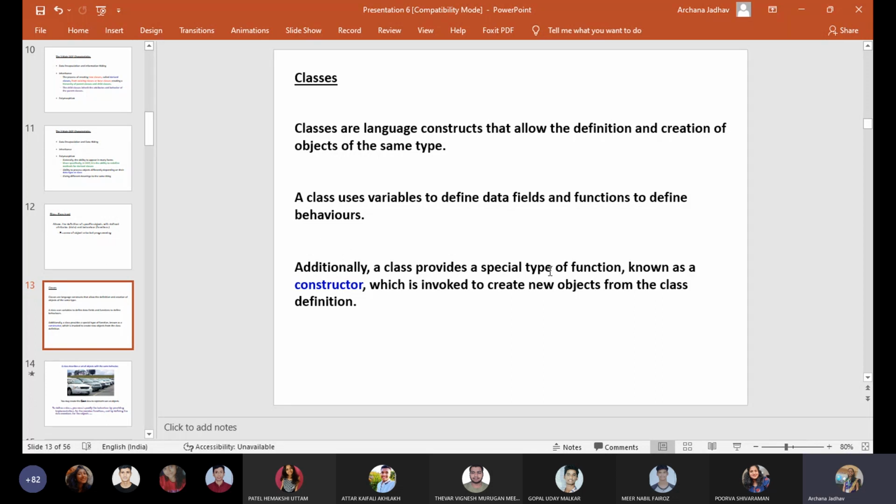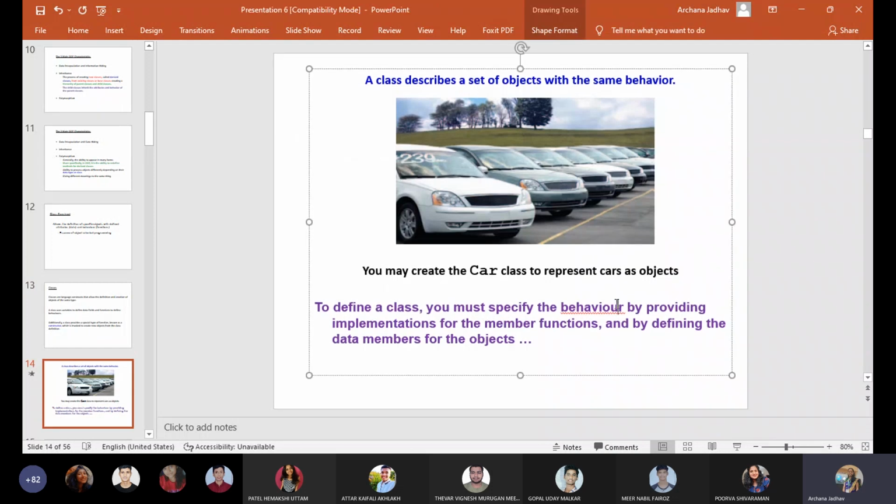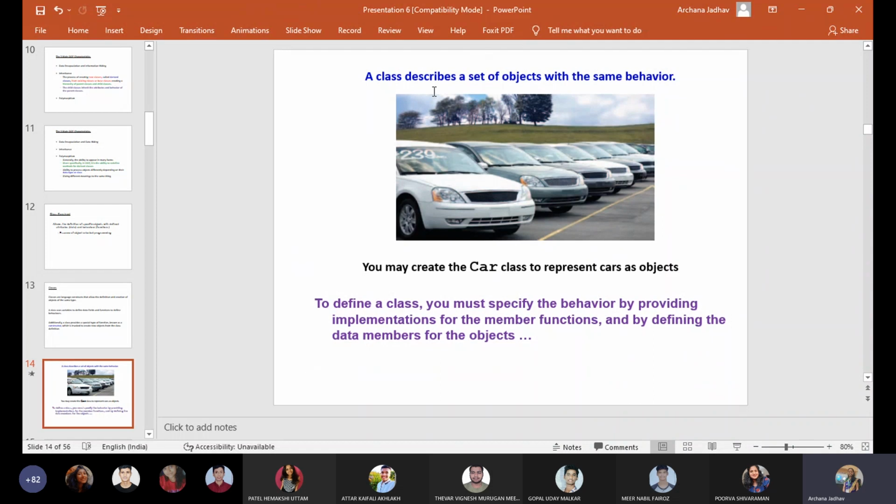Additionally, a class provides a specific type of function which is known as a constructor, that we will see later. Constructor we will not see right now, otherwise you will get confused.